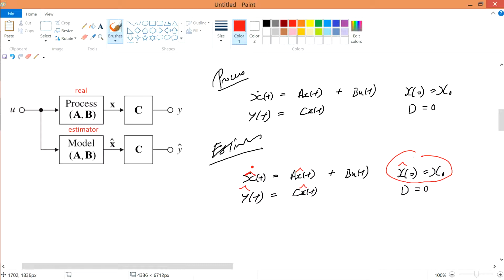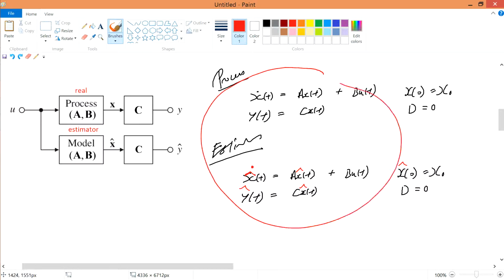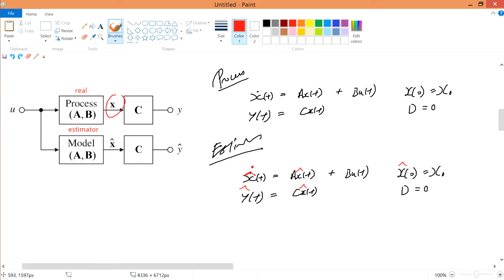What does all this mean in this case? For your real process over here, your x is your state x(t), and your y over here is your y. For this case, your x over here is x hat, as you can see, while your y over here is your y hat. So just simply substitute in the y and x hat accordingly. The estimated system estimates the real model.